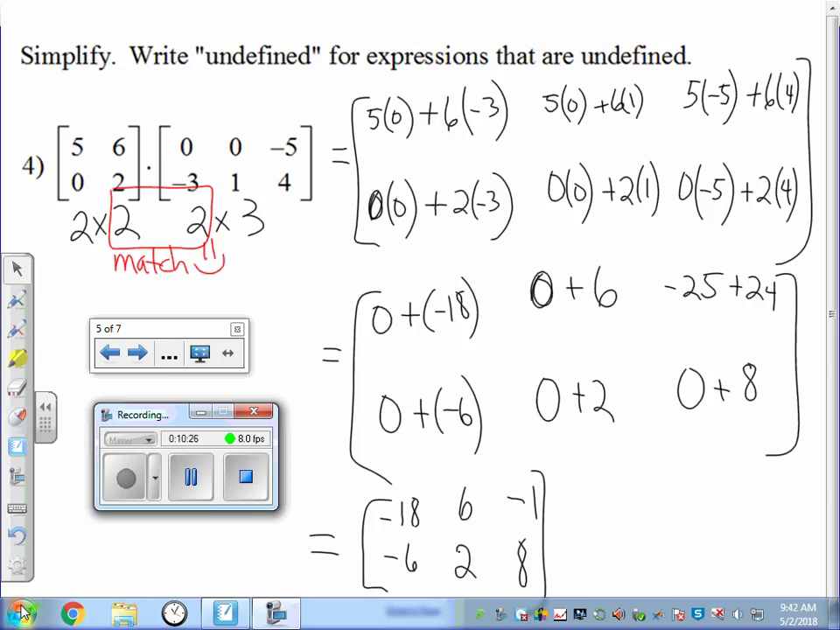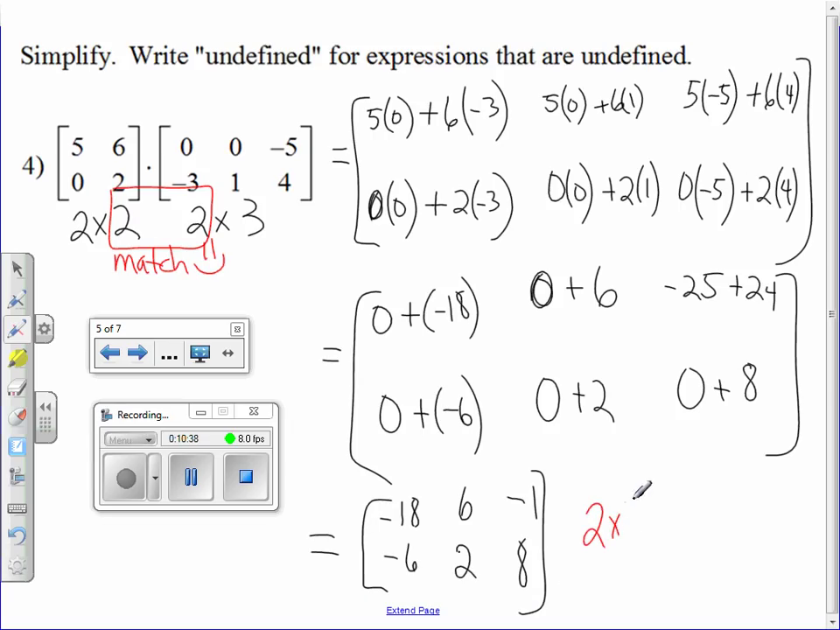Now, I want to point something out really quick before we do our last couple of examples together. What size matrix did we end up with? 2 by 3, right? I want to show you something. This is just kind of nice to know. We could have already predicted what size matrix we should end up with when we first determined that we had a match and we could multiply these out. Check out the numbers that are on the end. 2 and 3. What kind of matrix did we get? What size? 2 by 3.